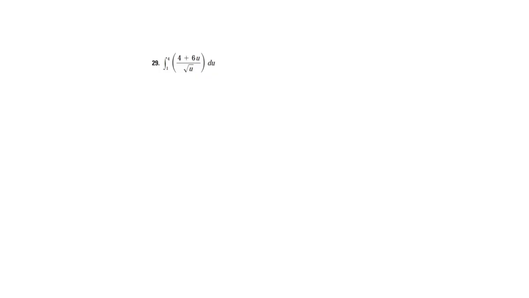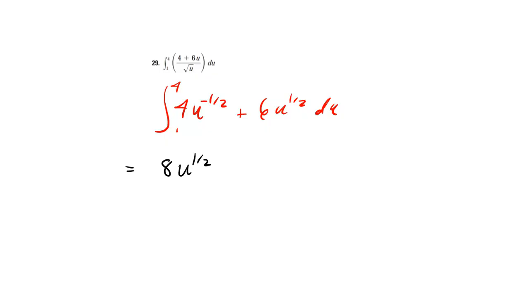For a problem like this one, we might write this as 4 u to the negative 1/2 plus 6 u to the 1/2, still inside of my integral. So this would be 8 u to the 1/2 plus, I'm thinking here, this would have been u to the 3/2. That 3/2 would have come down, so that would be a 4 right there, because 4 times 3/2 gives me 6.